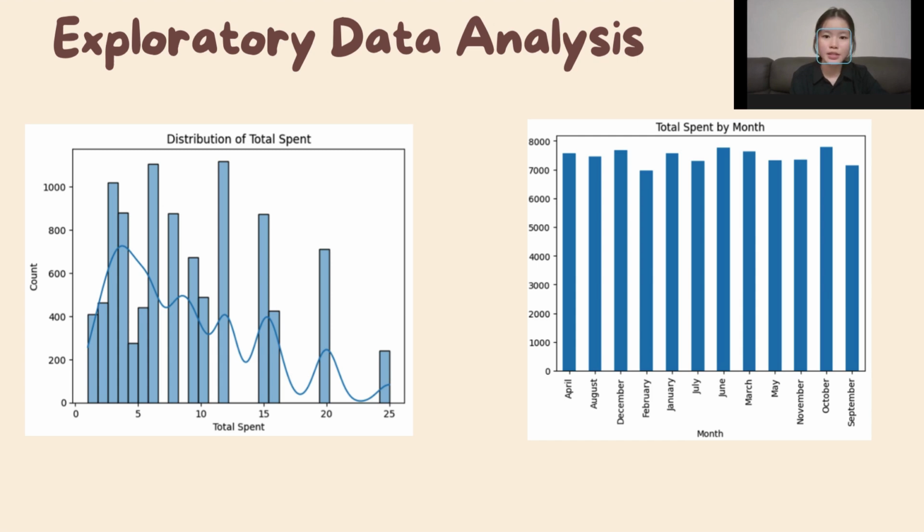Another figure highlights sales peaks in June, October, and December, while February and September are slower. This trend supports seasonal planning for menus, staffing, and promotions. That's all for the EDA part. Now I'll pass to Pepe to continue.